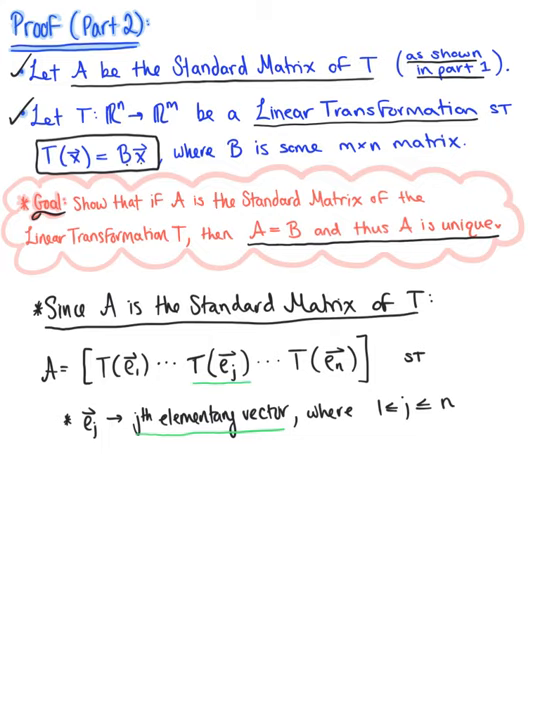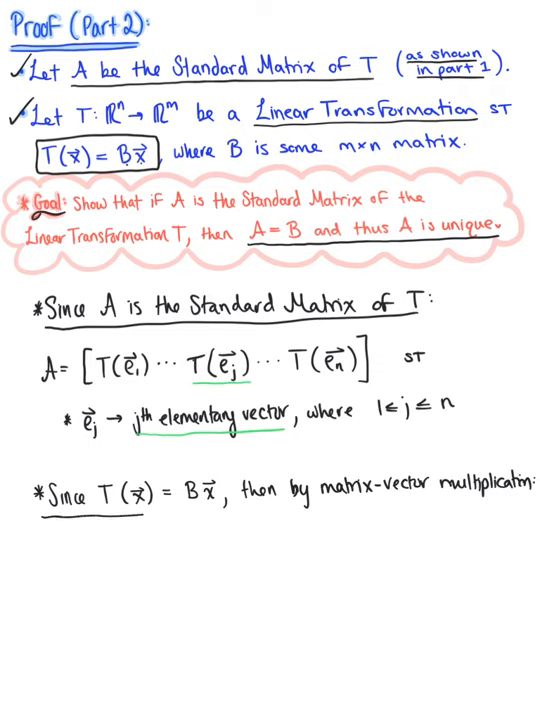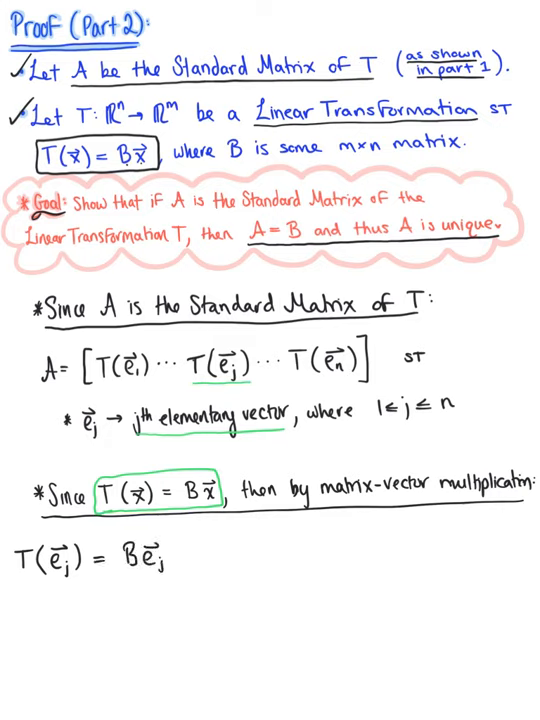All right. So thinking about this definition of the standard matrix of our linear transformation, we can say that since the image of vector x under the action of T is defined as matrix B multiplied by vector x, then by matrix vector multiplication, we can observe the following. Let's use this to think about the image of the jth elementary vector under the action of T. Since we're defining the image of vector x under the action of T as matrix B times vector x, this is equivalent to matrix B multiplied by the jth elementary vector.